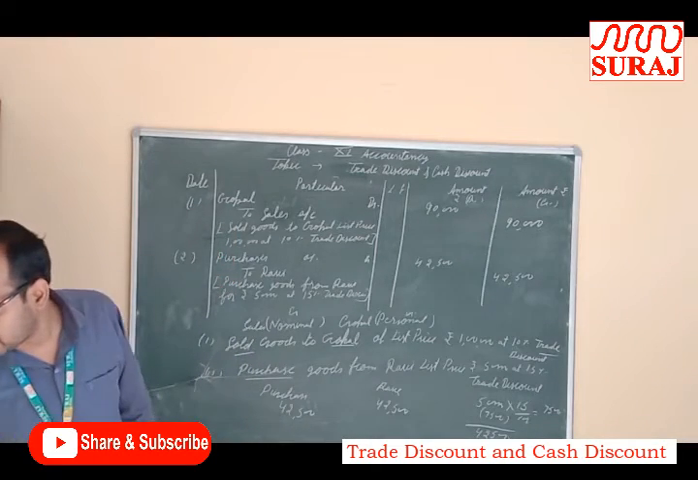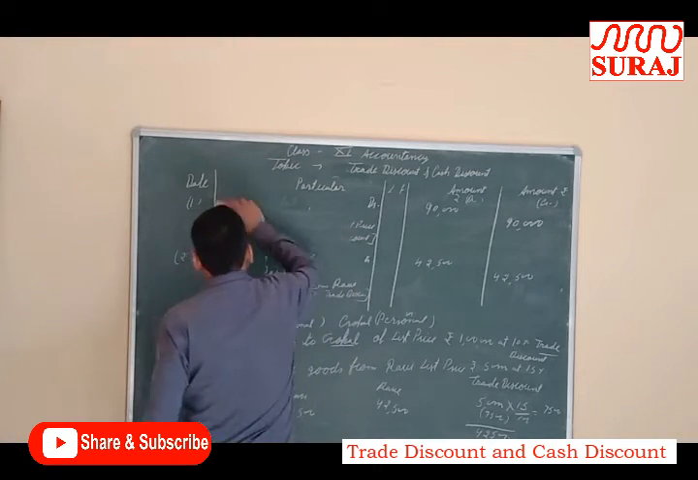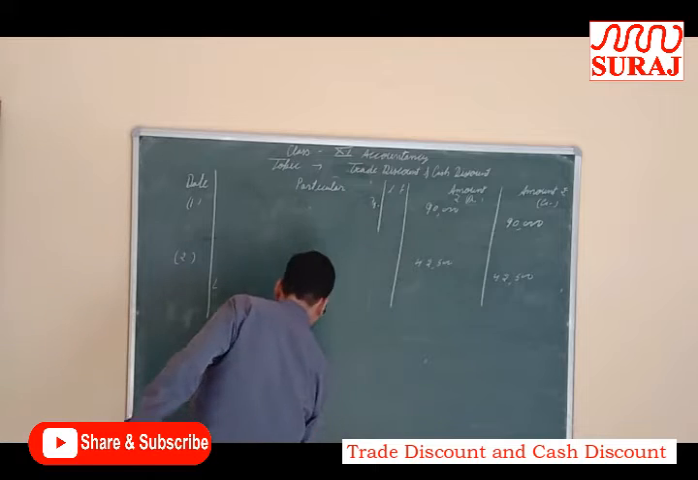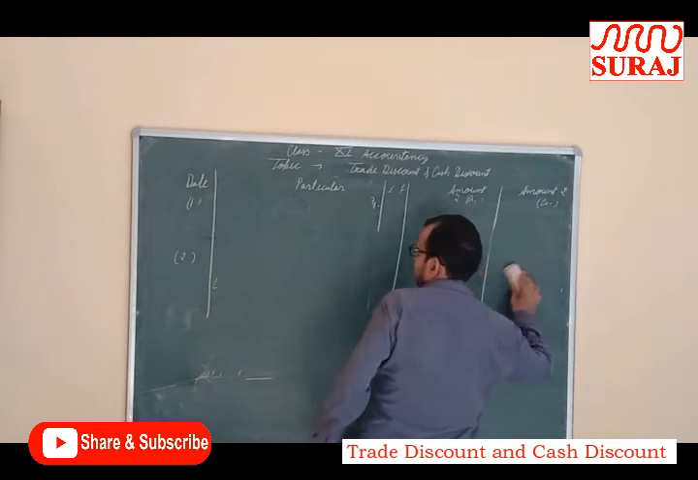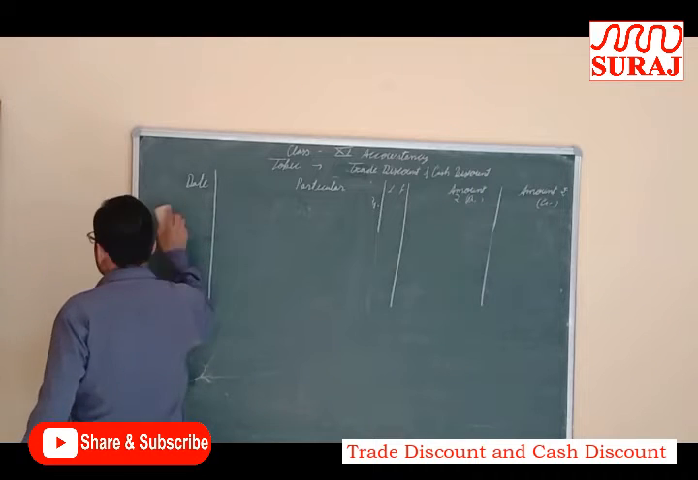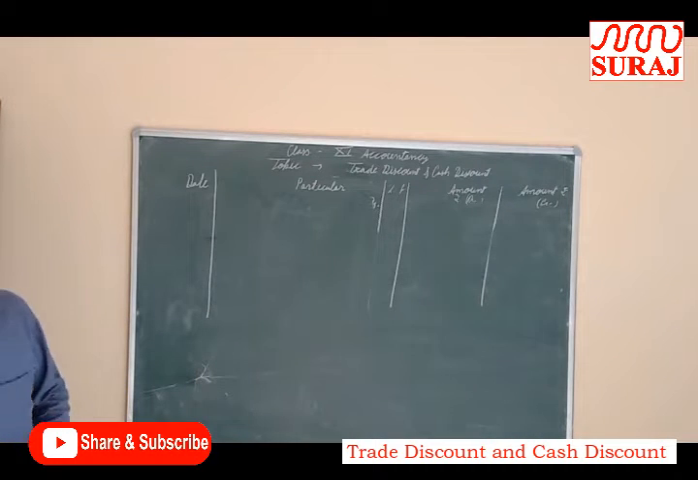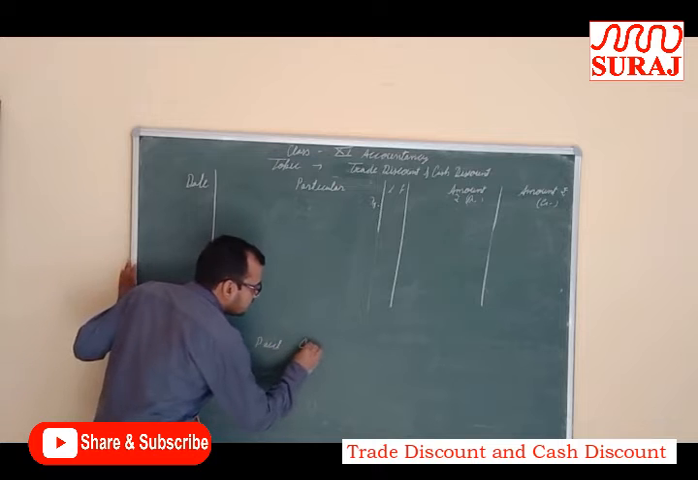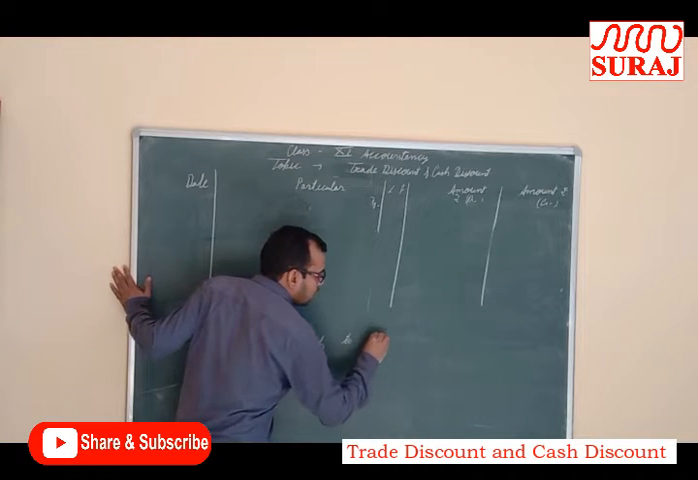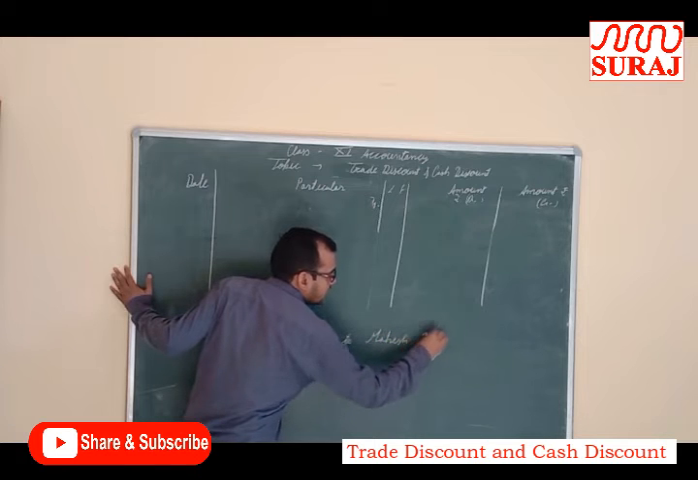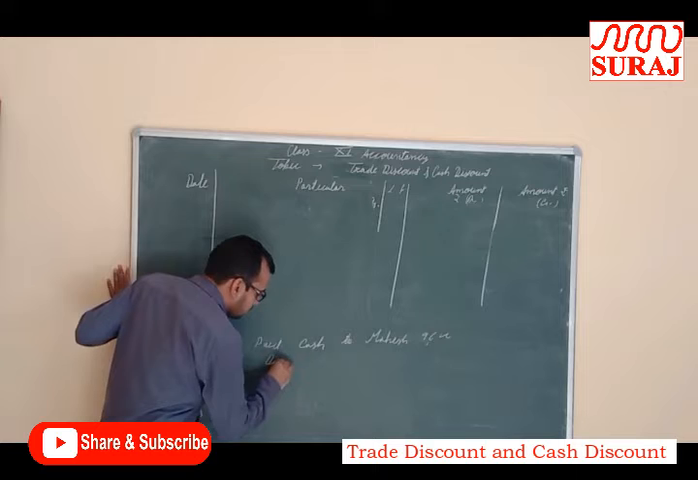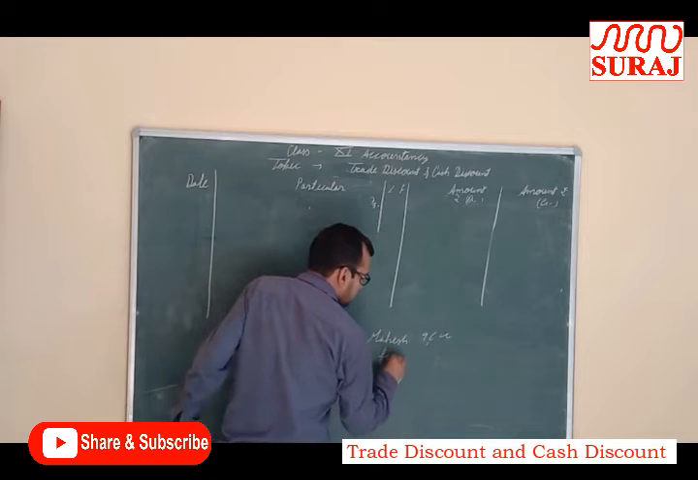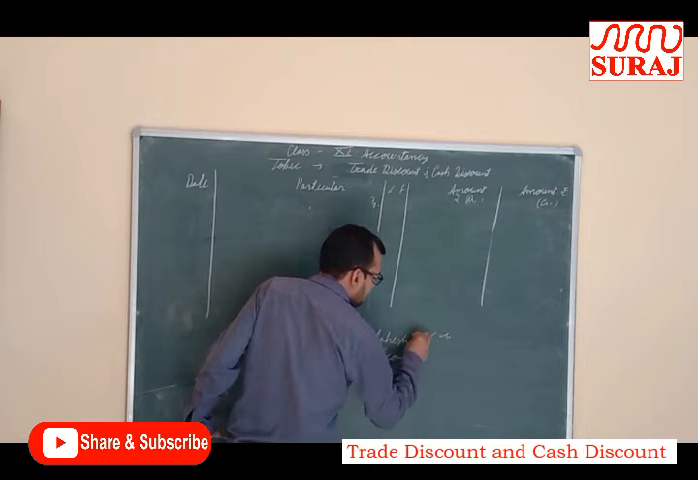Next, cash discount. First one: paid cash to Mahesh, discount received from him. Paid cash to Mahesh 9,600. Discount received from him 400.